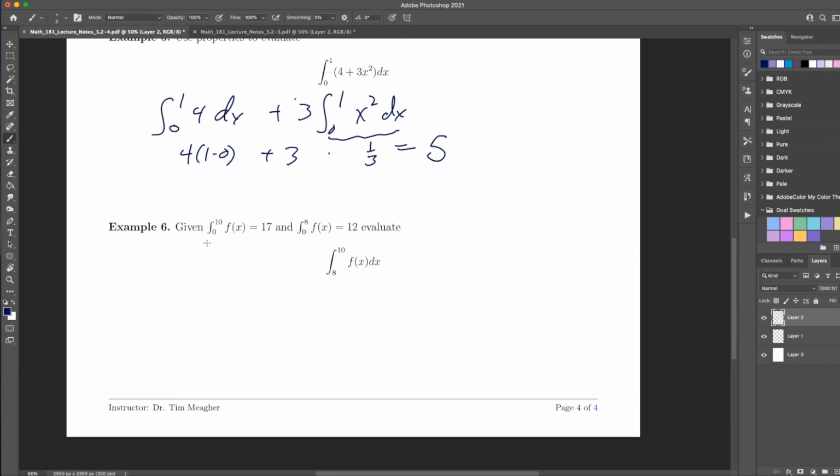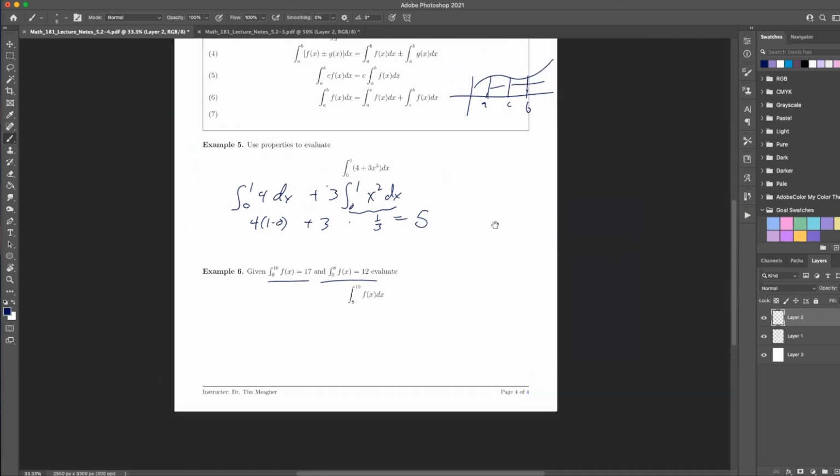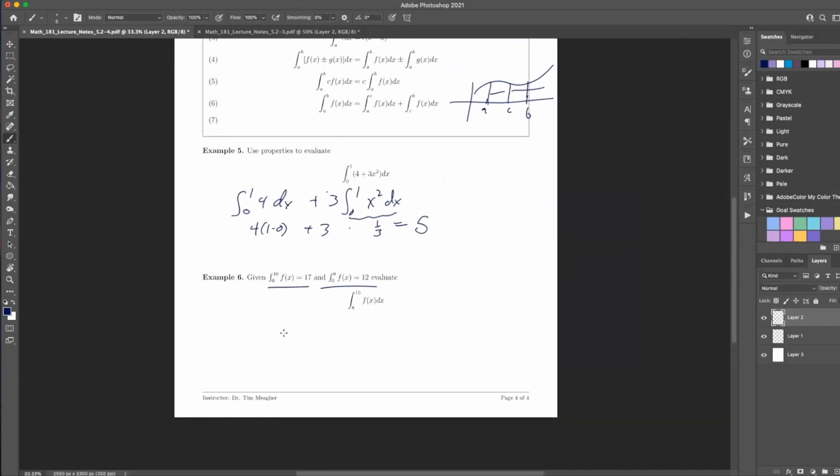And then your book likes to ask questions like this. If I know the integral of a function between 0 and 10 is 17, and I know the integral of the function between 0 and 8 is 12, what's the integral of the function between 8 and 10? Well, we're going to use this property right here.